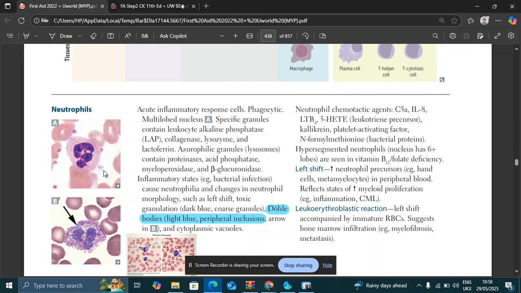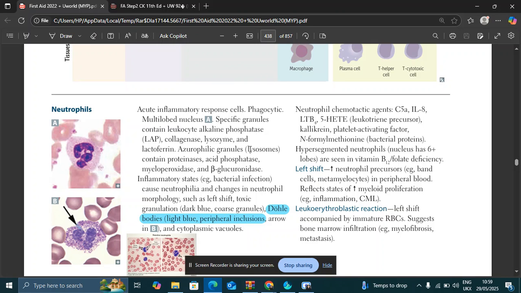These neutrophils have specific granules that contain leukocyte alkaline phosphatase. These are enzymes. They contain collagenase, lysozyme, and lactoferrin. They also have azurophilic granules that contain enzymes like proteinases, acid phosphatase, myeloperoxidase, and beta glucuronidase. These enzymes all work in inflammatory reactions.